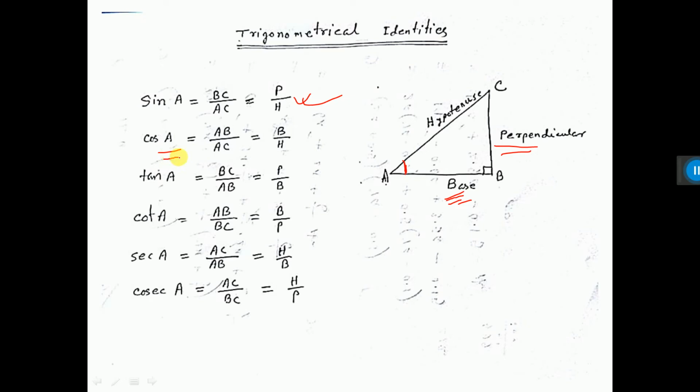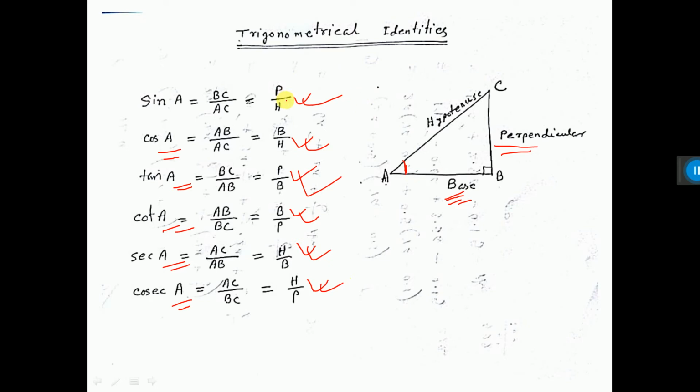Similarly, cos A equals base by hypotenuse, tan A is equal to perpendicular by base, cot A is equal to base by perpendicular, sec A is equal to hypotenuse by base, cosec A is equal to hypotenuse by perpendicular. You have to memorize these ratios.